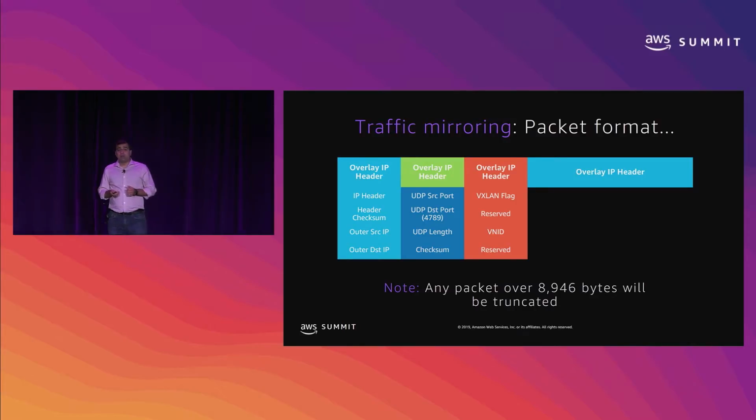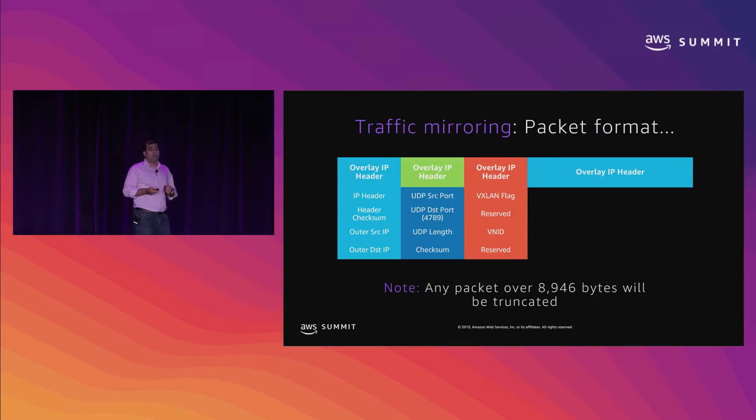So how does this mirrored packet look? The outer IP header will have the source IP of the mirror source that you're mirroring. The destination IP will be the IP address of the target, which, if it's an ENI, we will derive, figure out the IP address of that ENI, and assign that. If it's an NLB, we'll figure out the IP address of the NLB as well.